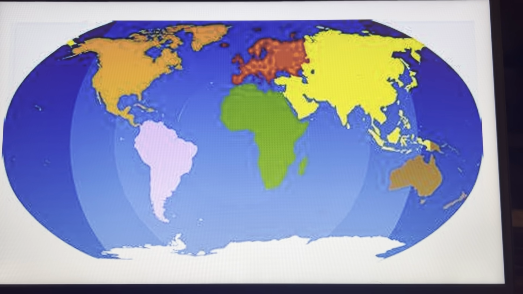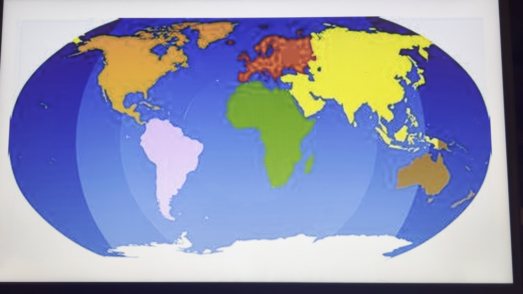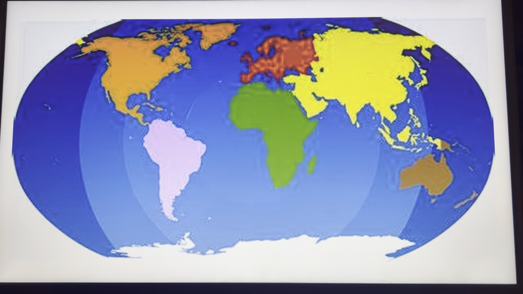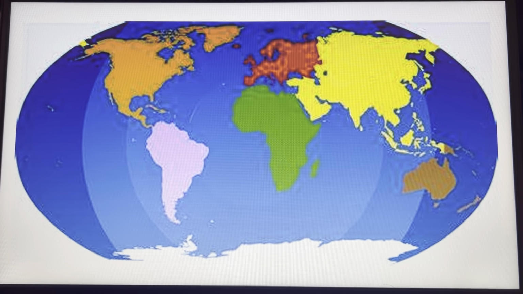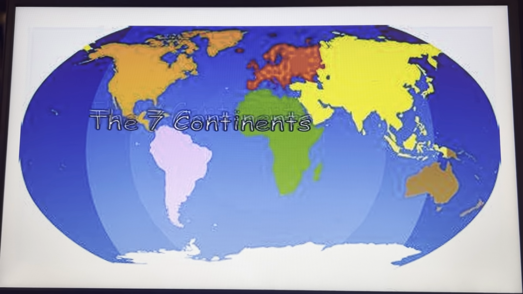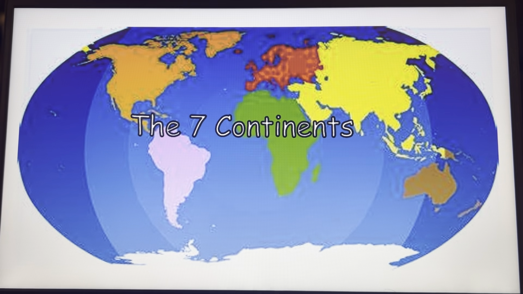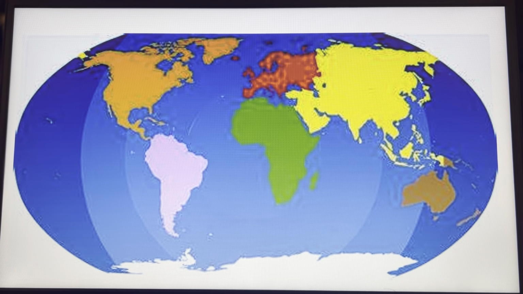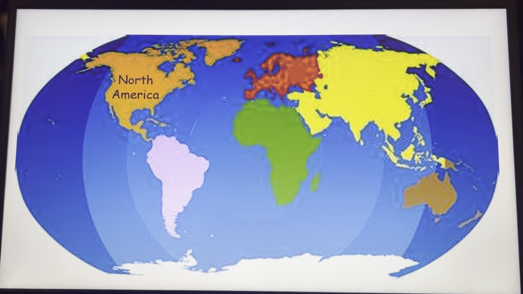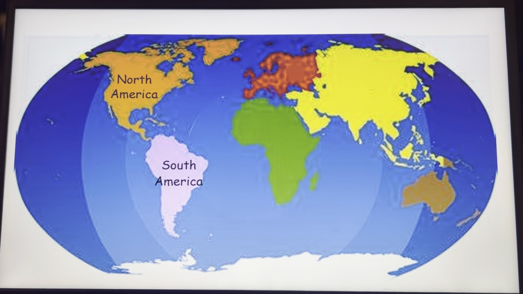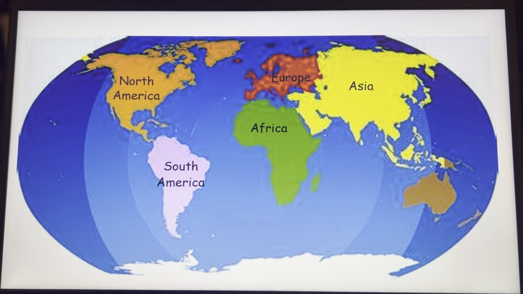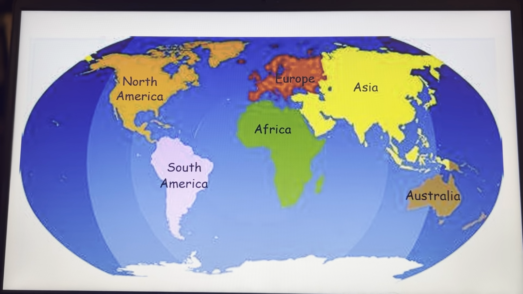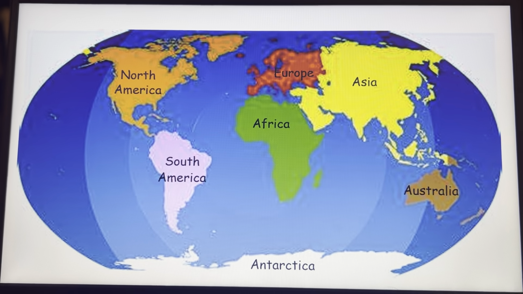Who in the classroom can name one of the continents? Anybody? Correct. North America is one of the 7 continents, but what are all of the others? The 7 continents include North America, South America, Europe, Africa, Asia, Australia, and way down at the bottom, Antarctica.